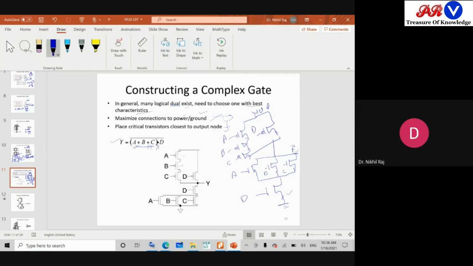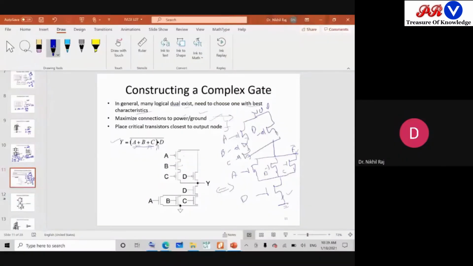Whereas in the alternate architecture, these two are equivalent. We can place all the parallel transistors at the ground, and the D transistor moved to the upper part. So which is more efficient? This one is more efficient. Why? Because we have made the maximum number of transistors closest to the ground. There is no such possibility for the pull-up network, but in the pull-down network we can make efficiency high by connecting all to the ground.